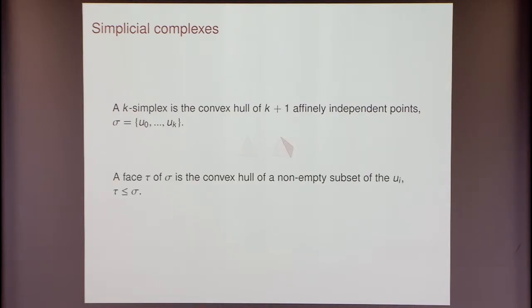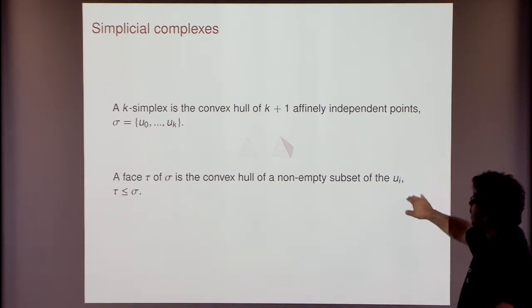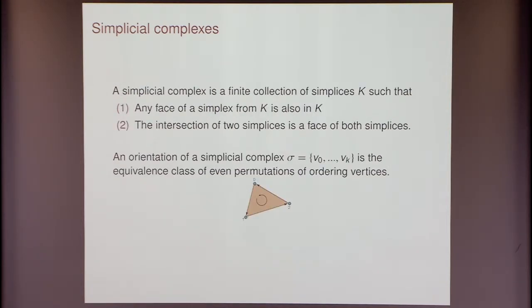Okay. So let me just give you some definitions. A simplicial complex: the convex hull of k plus 1 affinely independent points, we'll just define them u0 through uk. A face tau of sigma is the convex hull of a non-empty subset of the ui. So when we define an abstract simplicial complex, it's a finite collection of simplices such that any face of a simplex in K is also in K.